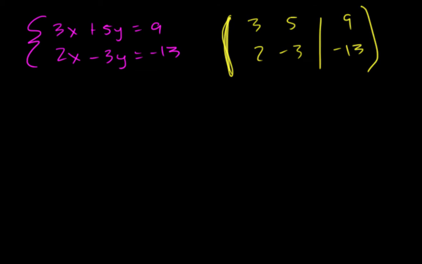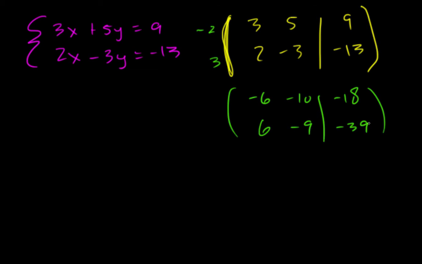Alright, so we want to somehow make a 0, and they don't really have anything in common. So what I'm going to do is multiply this row by -2 and this row by 3, and I'm going to actually multiply those. So we get -6, -10, -18, and 6, -9, and -39. Okay, I'm going to add the top to the bottom.